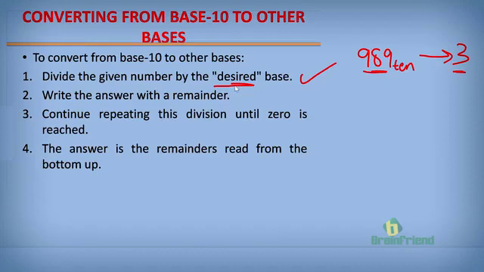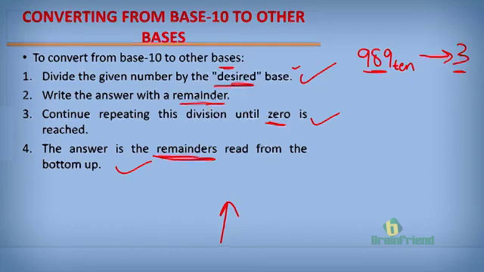If there is any remainder, we write it down. If there is no remainder, we write down 0. The next step is to continue repeating this division until 0 is reached. And the fourth step is the answer, that is the converted answer, is the remainders read from the bottom up. Remember, we always write down the remainder here. So after writing down the remainders from each division, we take them from the bottom upwards, and that gives us the answer in the new base.